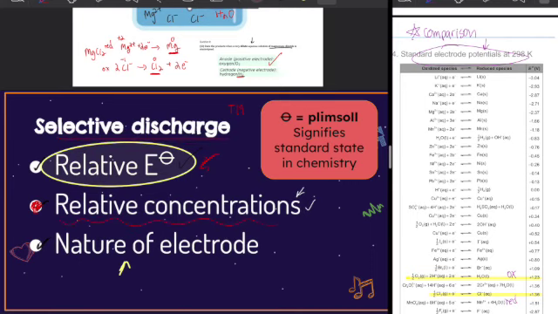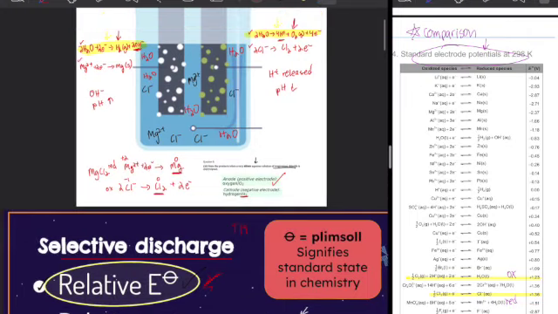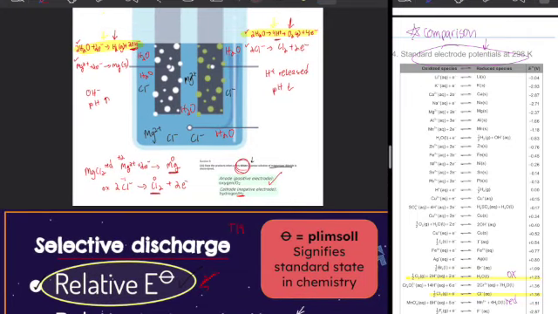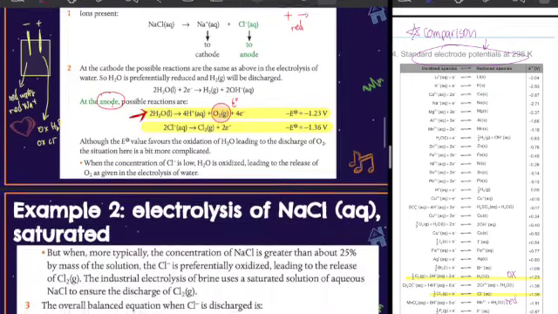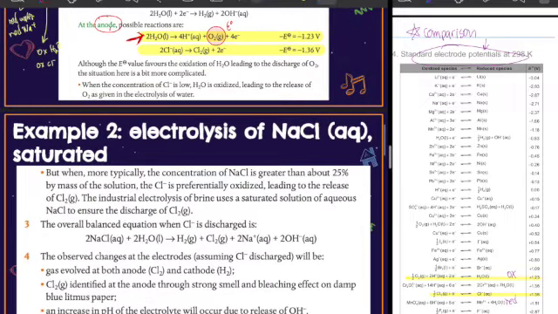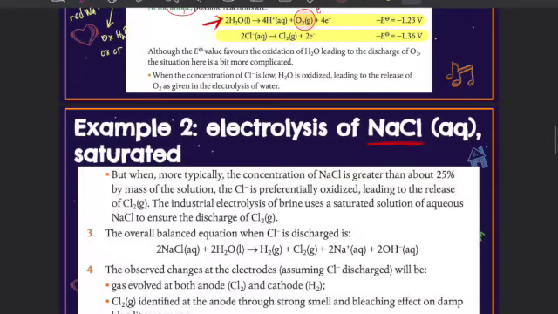Okay, relative concentrations. We saw one example of thinking about relative concentrations, and it's when something's very dilute. When something's very dilute, water wins. We can also have kind of the opposite situation. What generally happens when I have electrolysis of NaCl is that I increase the concentration of NaCl. I make it greater than about 25% by mass. So you have a really, really salty solution.